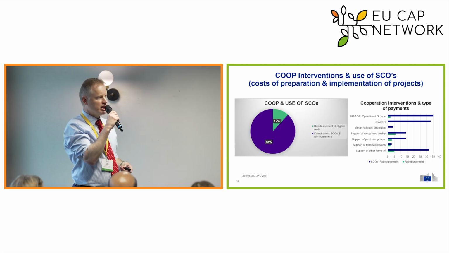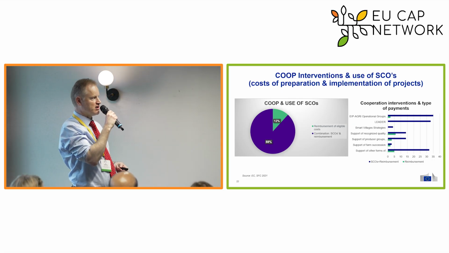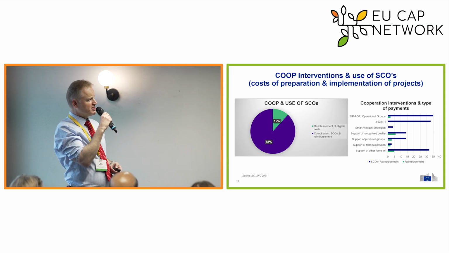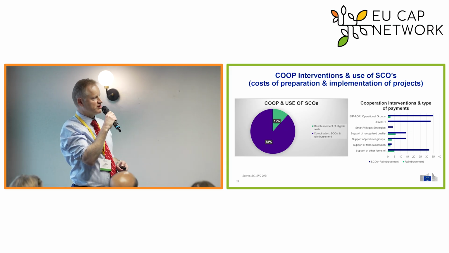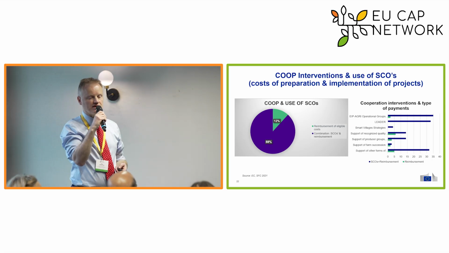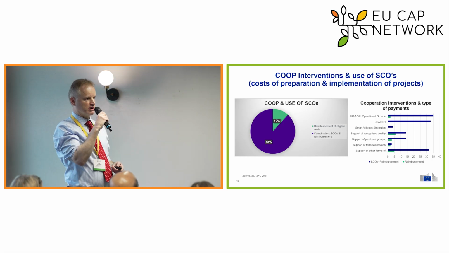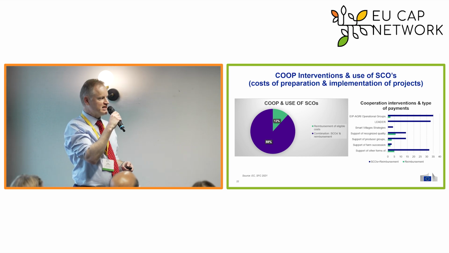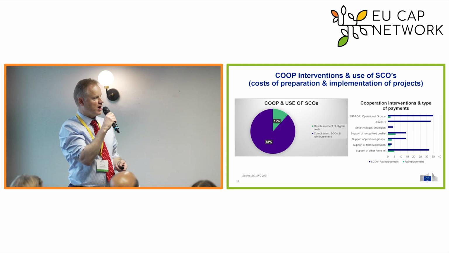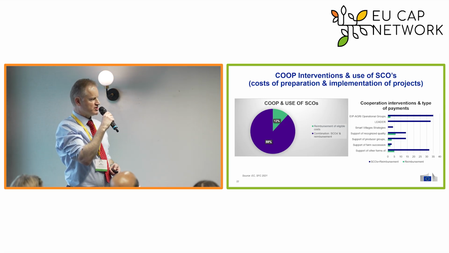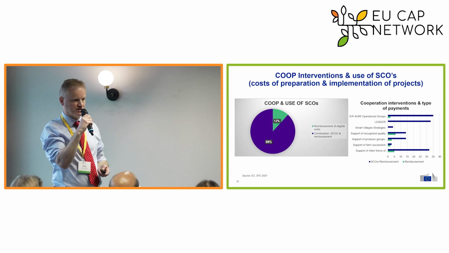On the right there, you can see a little bit more of a breakdown of the types of support that you get through cooperation interventions. So we can see there that the use of SCOs is very strong for operational groups of the European Innovation Partnership for agricultural productivity and sustainability. Likewise, very strong for LEADER, fairly strong for support for other forms of cooperation, which is what it should say at the bottom there. And then across the other types, you can see a certain level of use of SCOs.